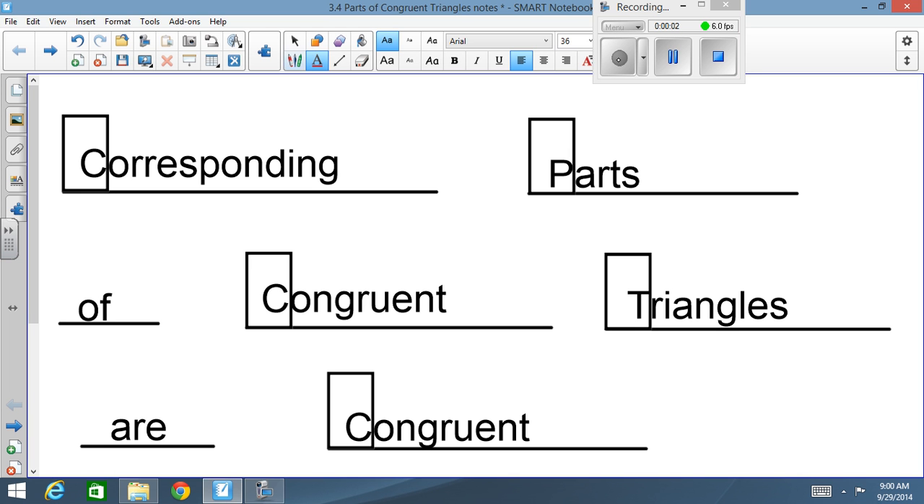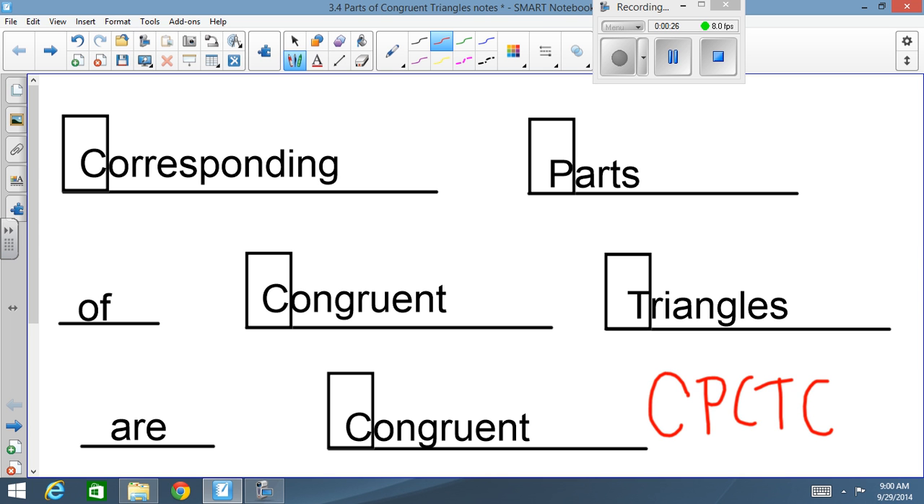Okay, everybody, so the first thing you're going to want to fill in on your guided notes here are the words that you see on the screen. Corresponding parts of congruent triangles are congruent. And the reason I have boxes around some of those letters is because we're going to abbreviate this phrase by using CPCTC. We don't need it necessarily right now, but when it comes to doing proofs later in this unit, we're going to use the abbreviation CPCTC, and it means corresponding parts of congruent triangles are congruent.